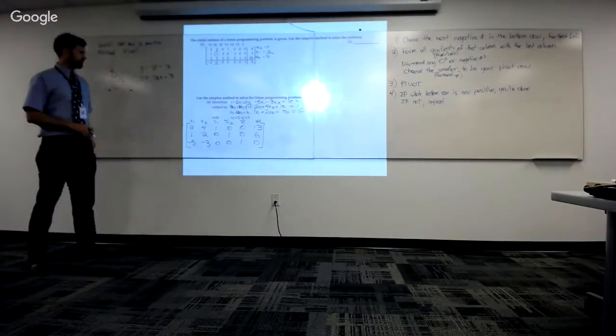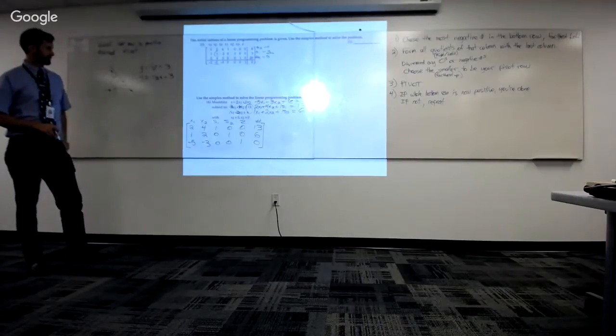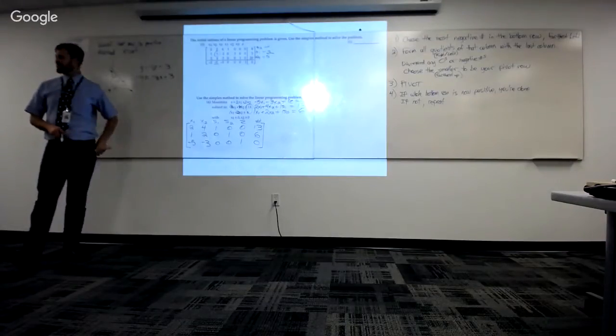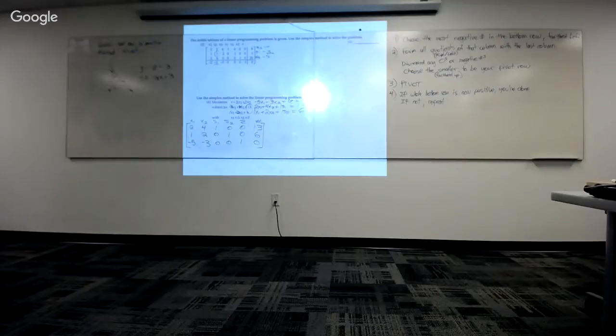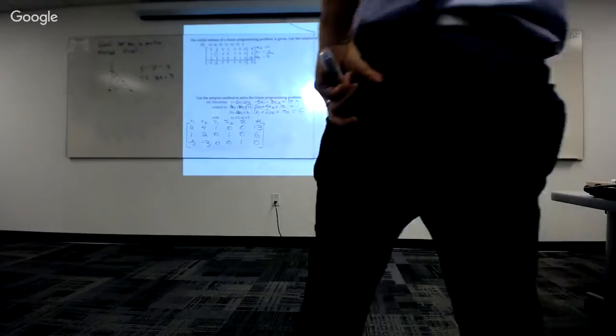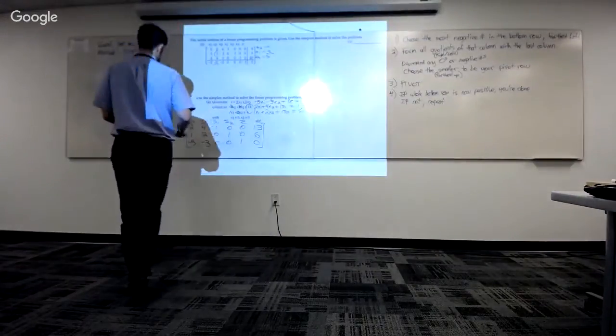Okay, so now what do we do? We created our initial simplex tableau. Everybody has one? You can go ahead and start doing your 4 steps. Find the pivot column, find the pivot row. So step 1 says choose the most negative number. That would be negative 5.